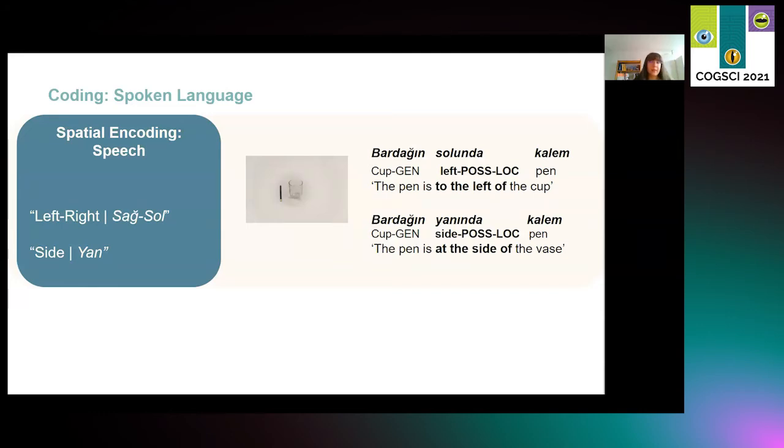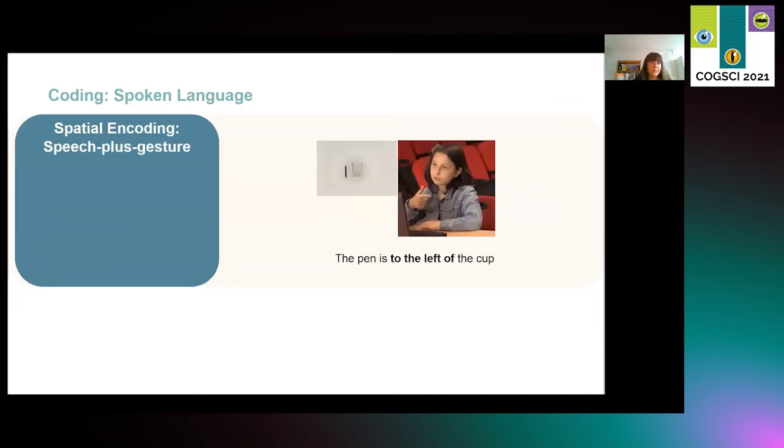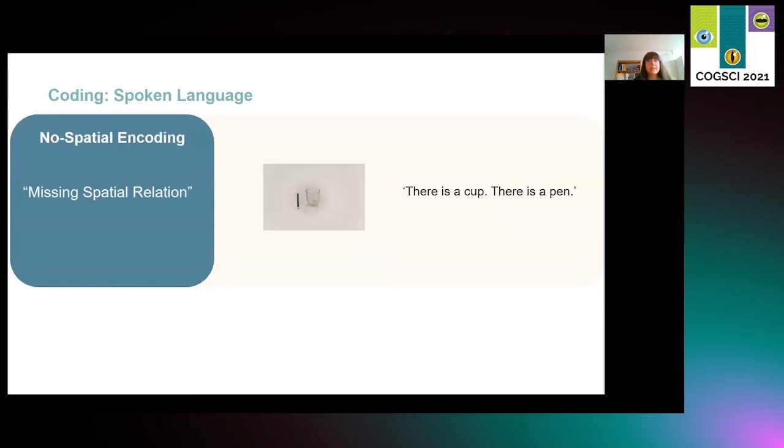Let's look at speech. In speech, there were 2 ways of encoding the spatial relation. One way was using left-right spatial nouns, and the other one was using a general noun side. Participants also used speech and gestures together in their descriptions. We coded these descriptions as speech plus gesture. In some other descriptions, participants did not provide a spatial relation between the objects and only identified the objects by naming them, such as there is a cup and there is a pen. We coded these descriptions as no spatial encoding.